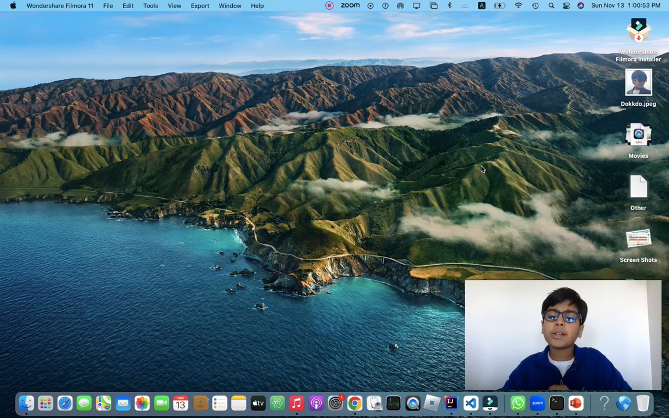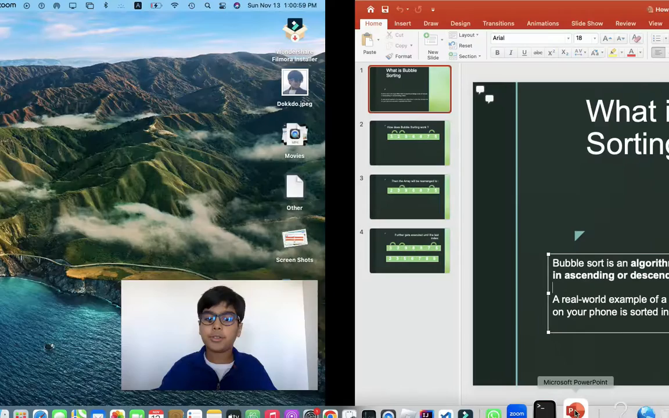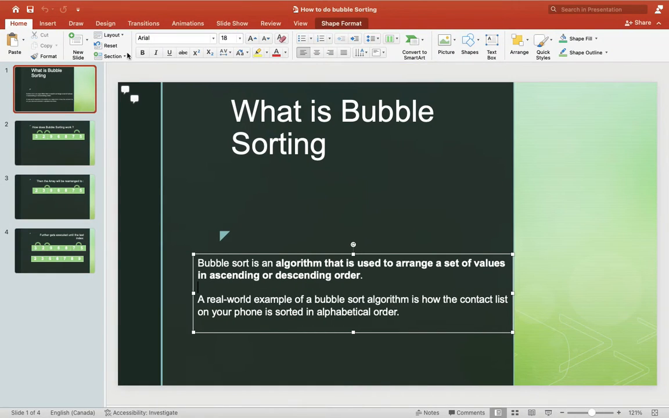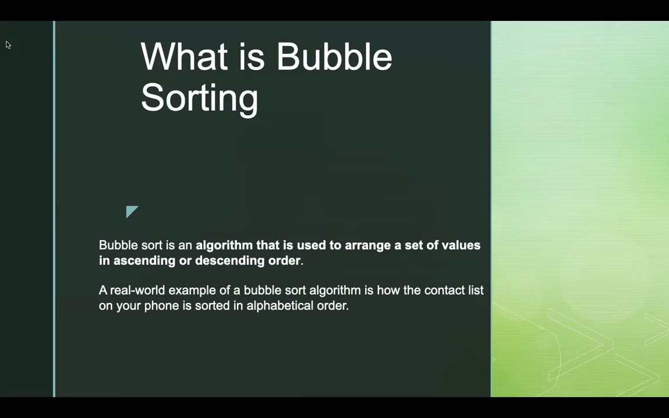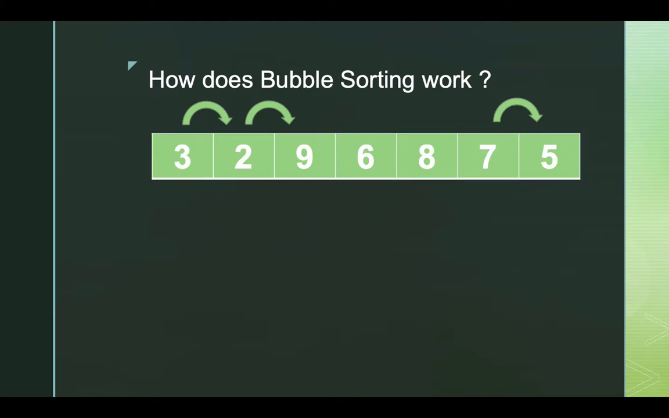So guys, in this video we're going to discuss how we can do bubble sorting. So without any further ado, let me show you what bubble sorting is. Slideshow mode. What is bubble sorting? Bubble sorting is an algorithm that is used to arrange a set of values in ascending or descending order.